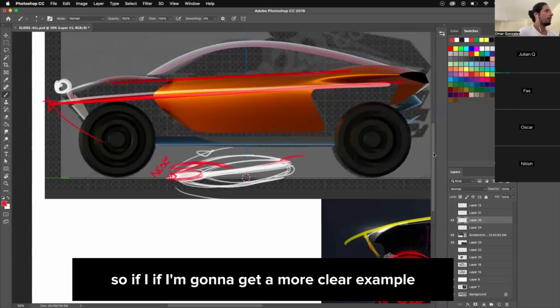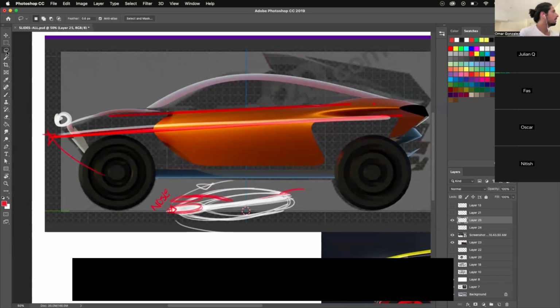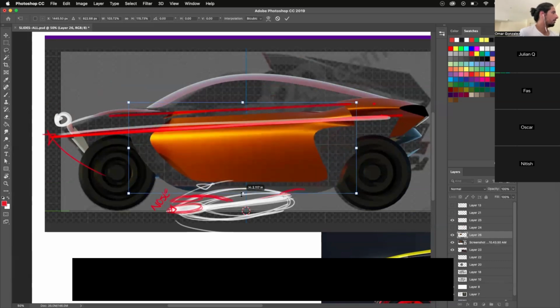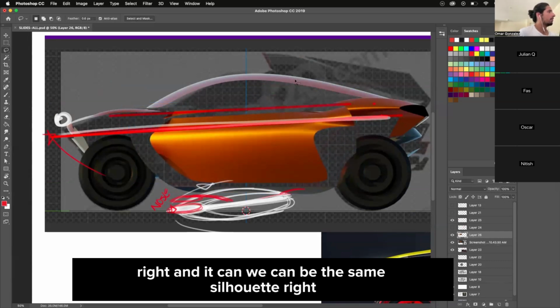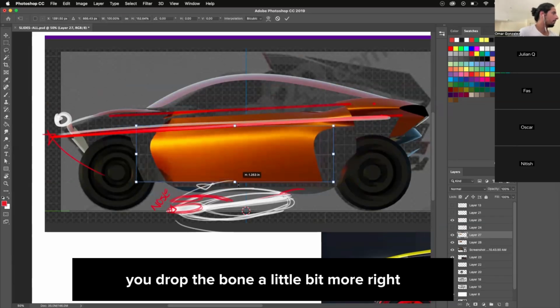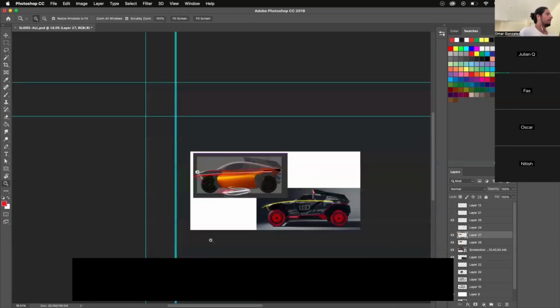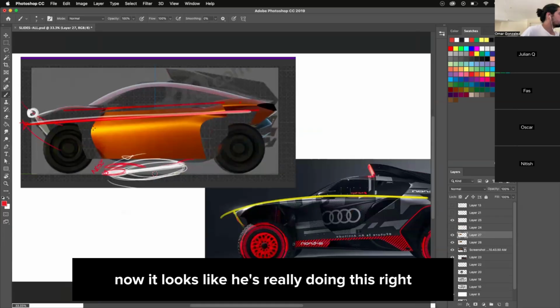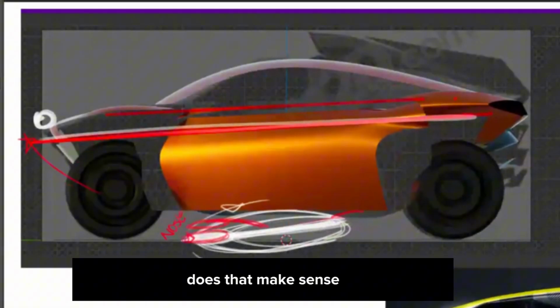So if I'm gonna get a more clear example, it's like if you drop this whole thing more like that, right? And it can be the same silhouette, right? But if you drop it more, you drop the bone a little bit more, right? It's even worse. Now it looks like he's really doing this, right? Does that make sense?